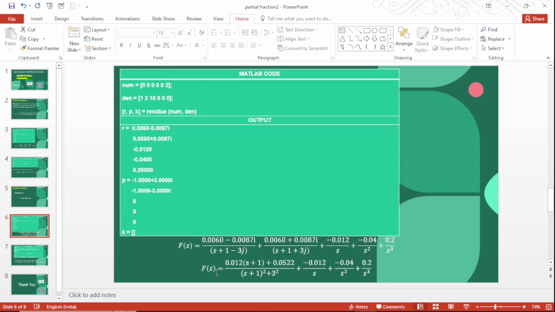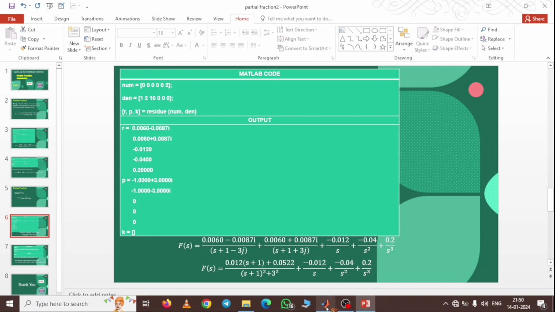Here you can see, we take one more step: we multiply these complex numbers and we get this, that F is equal to 0.012 times (s plus 1) plus 0.0522 divided by (s plus 1) whole square plus 9, then minus 0.012 divided by s, minus 0.04 by s square, plus 0.2 by s cube.